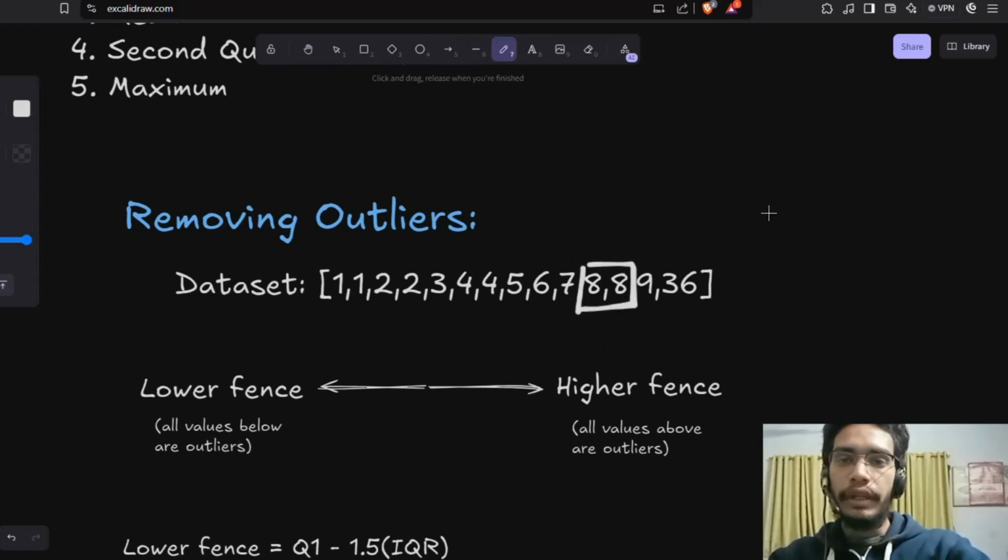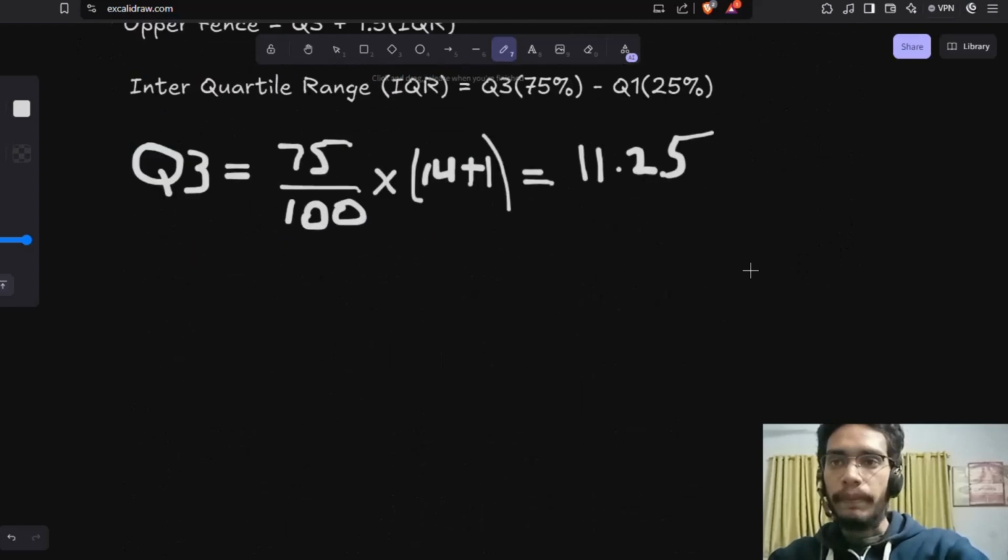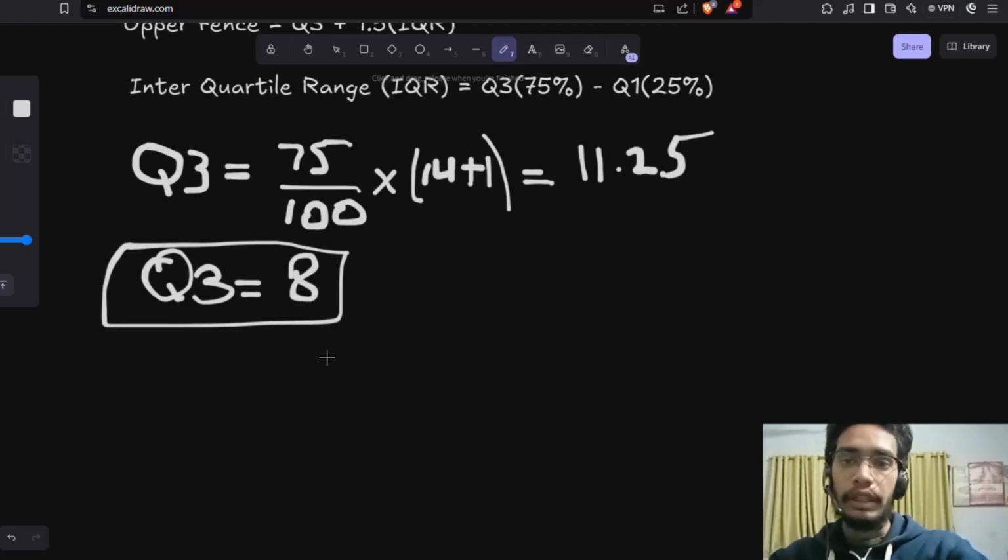So what are we going to do? We have to calculate their average, right? So 8 plus 8 divided by 2 eventually equals 8, right? So what will be our Q3? Our Q3 will be equal to 8. Right, so we have first calculated the Q3.